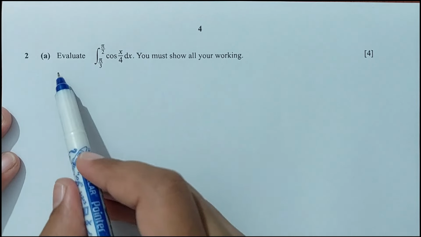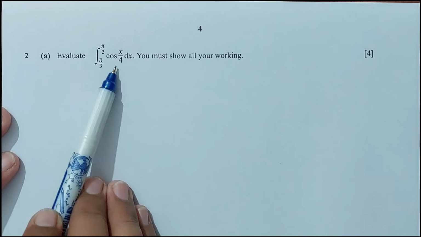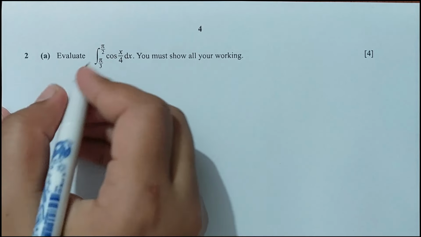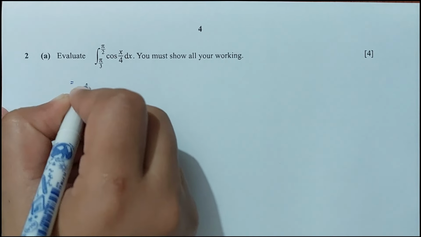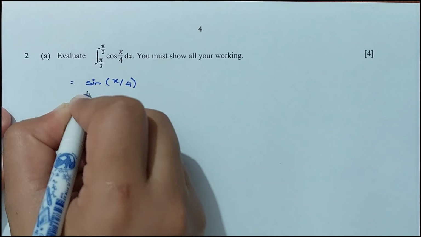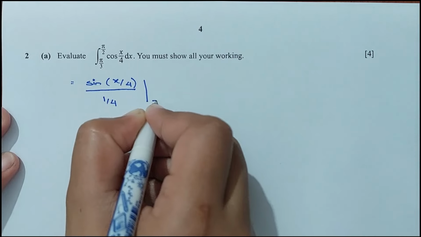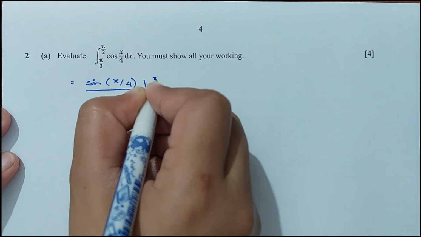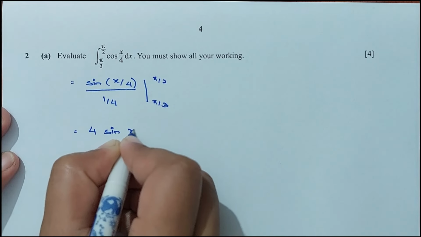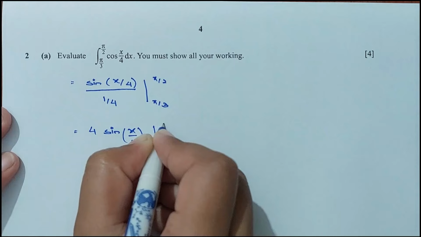Question number 2, part A, evaluate this. You must show all your working. So this is the integral. The integration of cos of something is sine of x. So this integration is sine of x by 4, and we divide by the derivative of x by 4, which is 1 by 4, and the definite integral from pi by 3 to pi by 2. So this is 4 sine of x by 4 from pi by 3 to pi by 2.